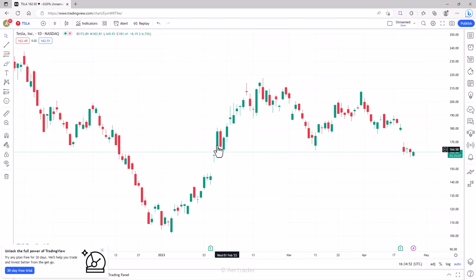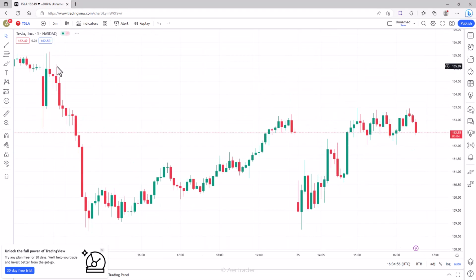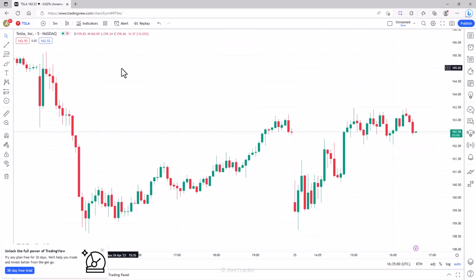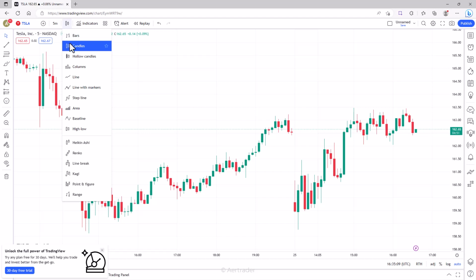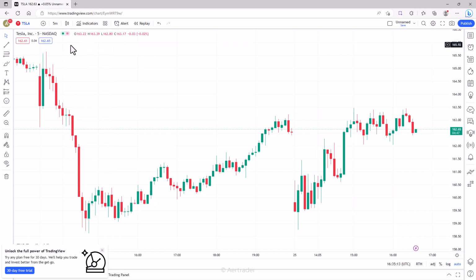Let's click on the interval button to change the interval to 5 minutes. Here we have a 5 minutes chart. Each candlestick bar here represents a 5 minutes interval. Let's click on the chart type button. Here we can change the chart type to various kinds of charts. For now, let's stick with candlestick charts.